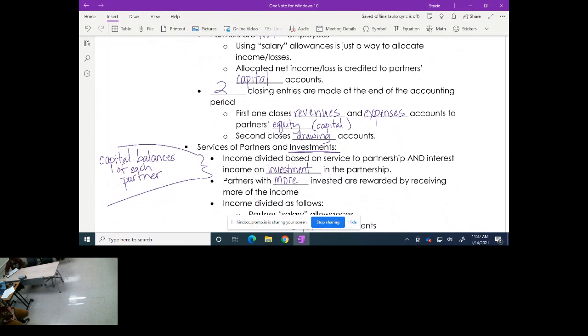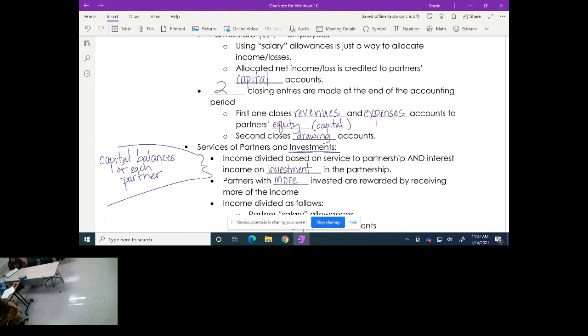The first one, you're going to debit revenues, credit expenses, and then the partners' capital accounts will be either credited or debited based on net income or net loss, and the allocation we come up with. The second entry is going to close the drawing accounts. So that's not any different, except you'll have multiple capital accounts. There's another way to do it using the services ratio like we just talked about, and then there's another one called investments.